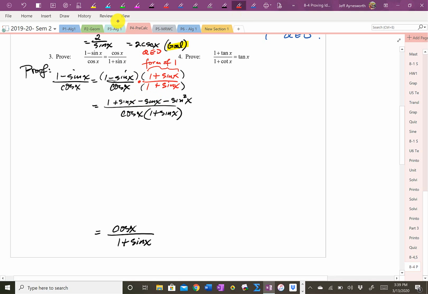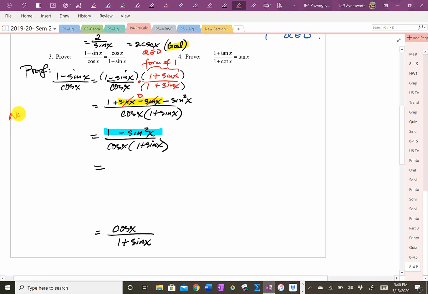Now look closely here. This cancels to 0. Sine x minus sine x is 0. And that leaves me with 1 minus sine squared x, divided by the denominator, which is cosine x times 1 plus sine x. Now this right here is screaming at you. This is a Pythagorean identity.